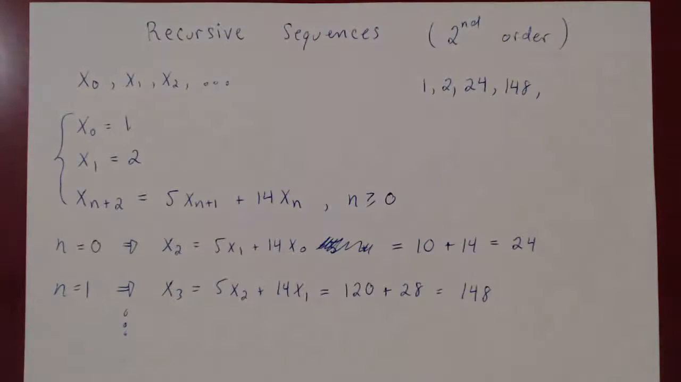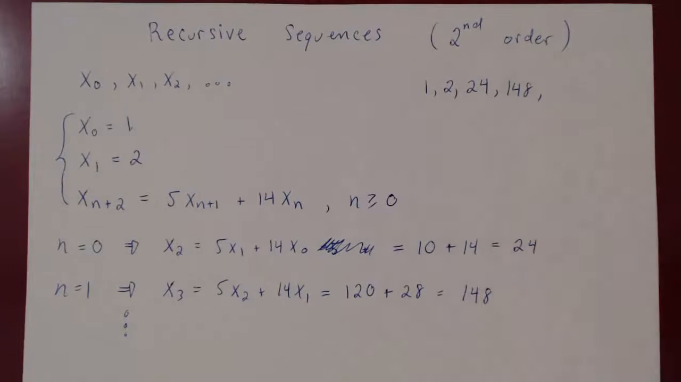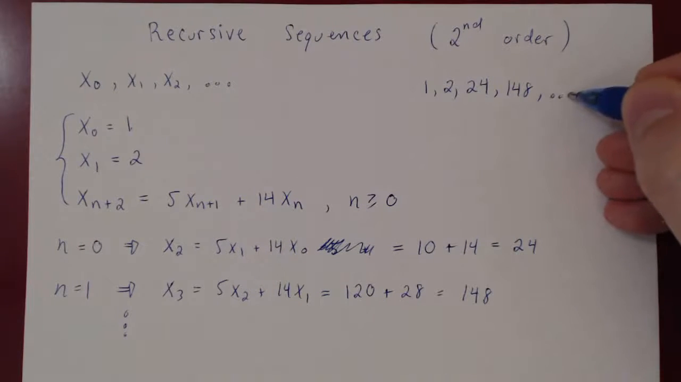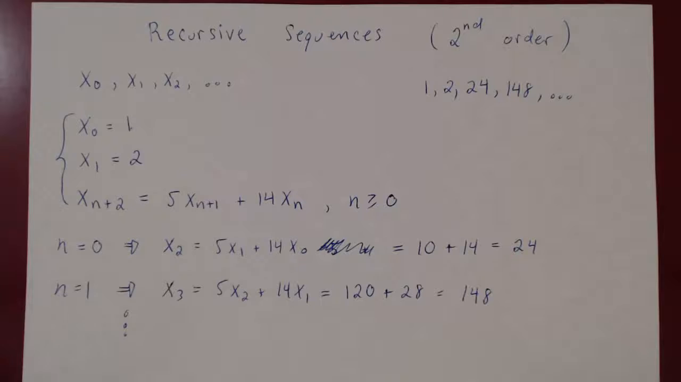The question we're going to ask is, can we find a shortcut? Can we find a formula for xn for any n? So could we find the 1000th term of our sequence without finding any of the previous terms? And the answer actually is yes. And the solution lies in eigenvectors and eigenvalues.